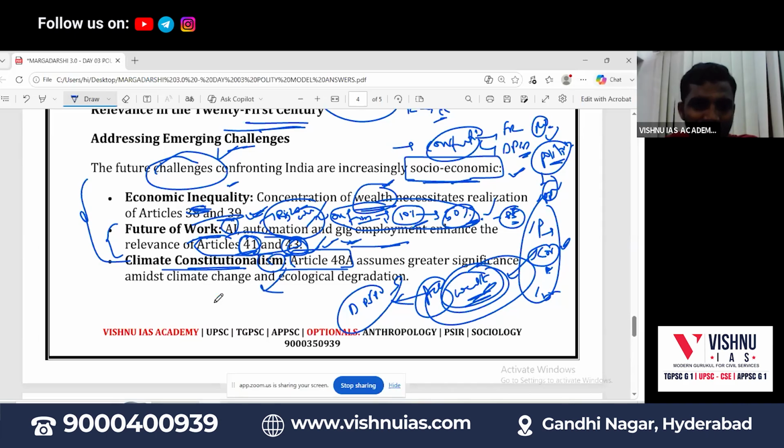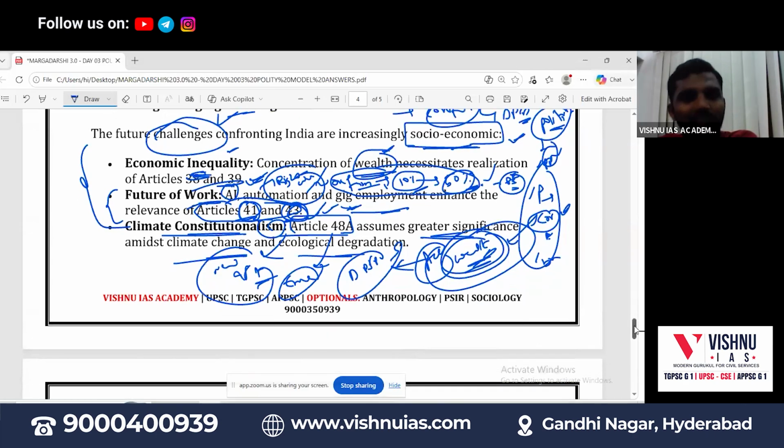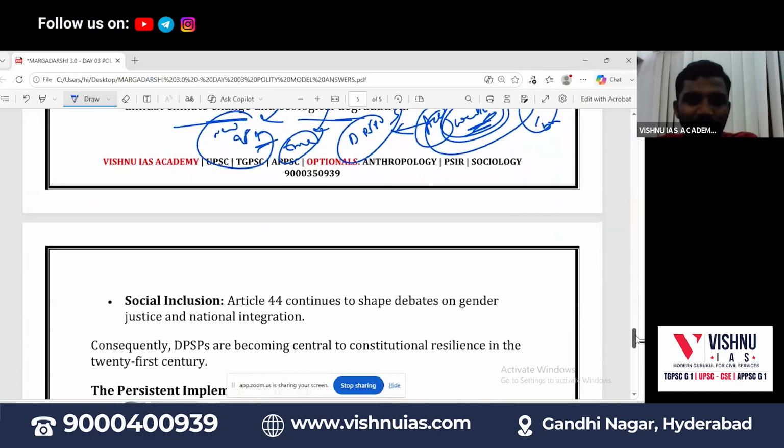Now climate constitutionalism, that is Article 48A. In the Constitution, it is the newly added Article 48A. This was added during the Emergency period. It assumes greater significance amidst climate change and ecological degradation. So what I am discussing here is that there are challenges to the future, and those challenges can be addressed only with DPSPs. So again, I am focusing more on the DPSPs.